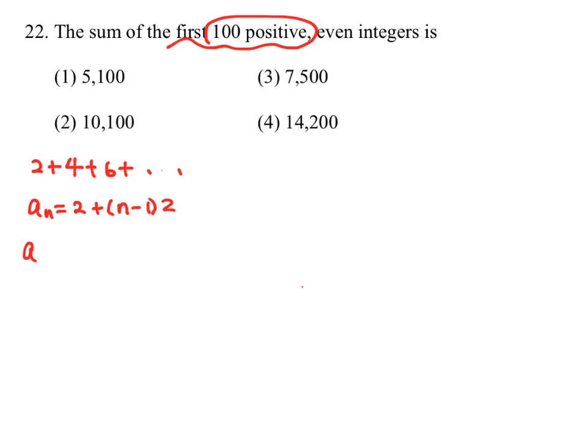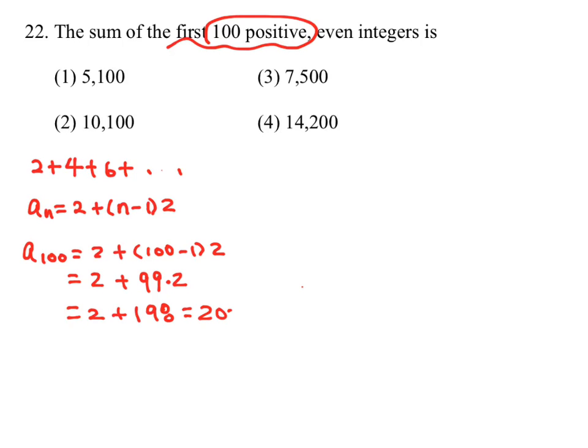And since the last number here would have been a sub 100, when you plug in 100 in place of n, you're going to get this expression, and your final answer becomes 200. Now 200 is not the answer at this point because we're looking for the sum.